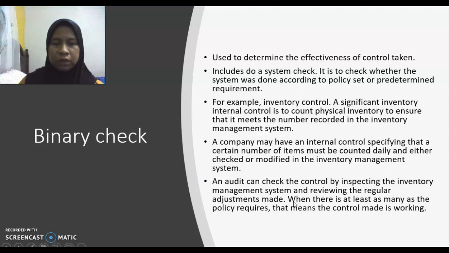You can have a look at the list here. When there are at least as many as the policy requires, that means the control made is working. So in binary check, it is just used to determine the effectiveness of control taken. Here you can have a look.